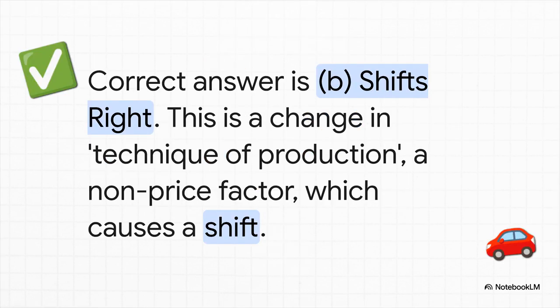For that first question, the right answer is B. It shifts to the right. The new engine is an improvement in technology. That's a non-price factor. Lower costs mean producers can supply more cars at every price, which is a rightward shift.